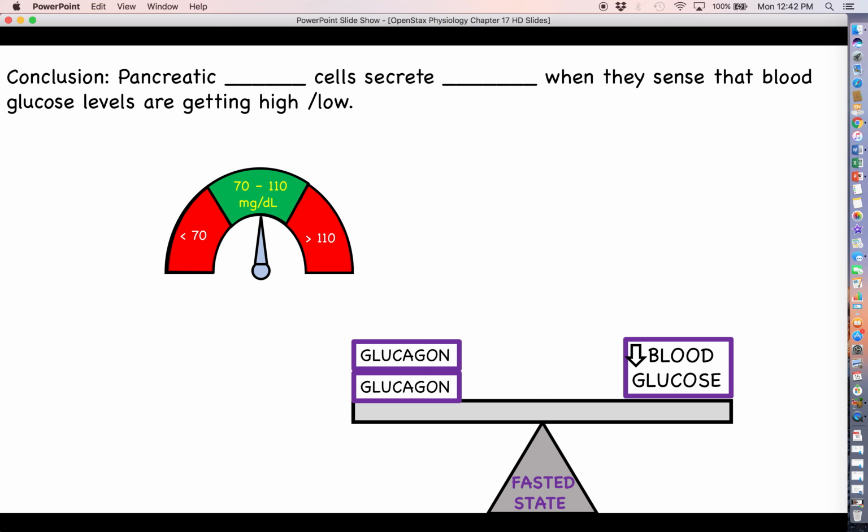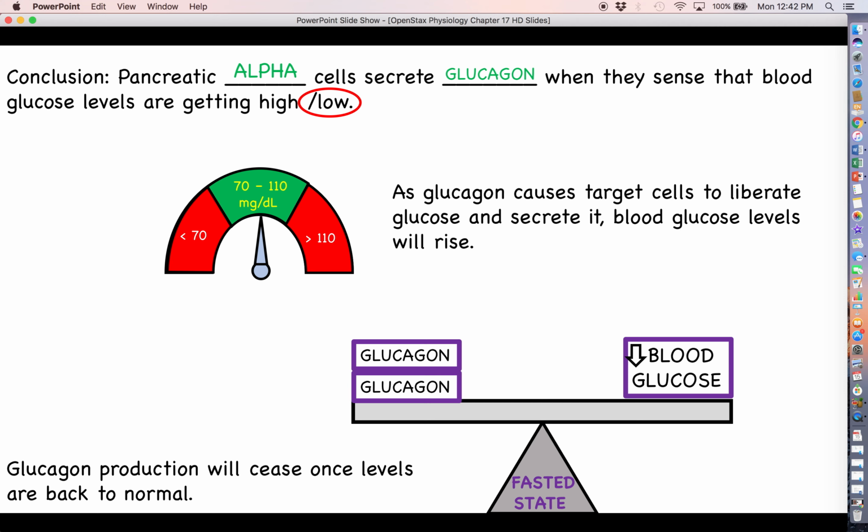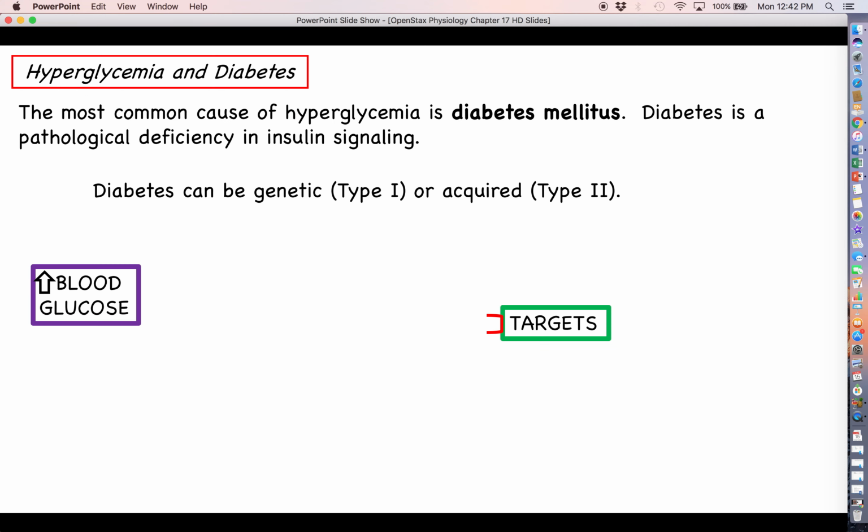So to wrap up our discussion on glucagon, this time it is pancreatic alpha cells which secrete glucagon when they sense that blood glucose levels are getting low. So again, the action of glucagon will balance things out right here by liberating glucose so that we can secrete it into the bloodstream and get those blood glucose levels to rise. Negative feedback should work the same way. Once the stimulus is gone, once blood glucose is back to normal, glucagon production should go back to normal as well.